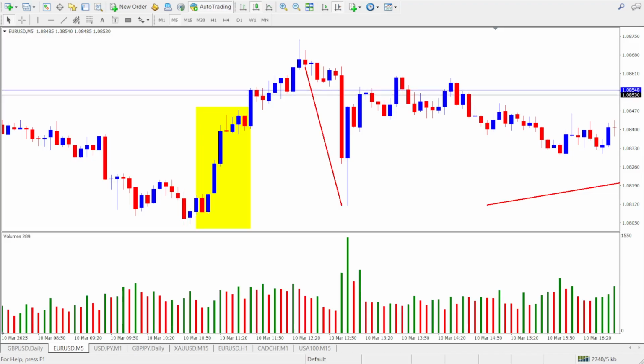So now let's quickly recap everything we covered. Imbalances occur when price moves aggressively in one direction, leaving gaps in liquidity. You can identify imbalances by looking for large candles with little or no opposite movement. The two best ways to trade imbalances are by catching the imbalance fill or trading continuation setups. Using the right time frames helps refine your entries for swing trading, day trading, or scalping.